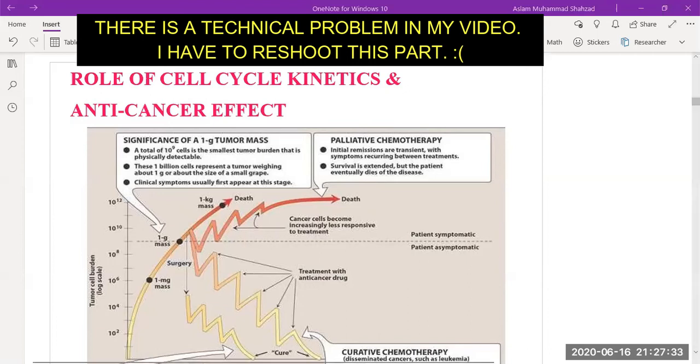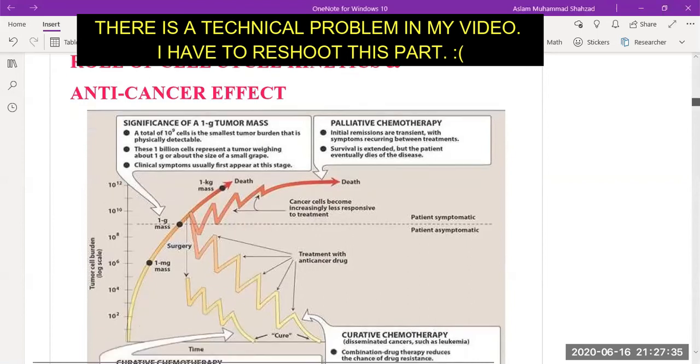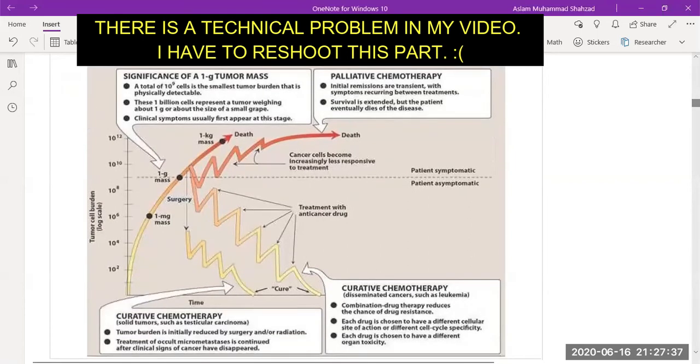One is that this therapy is given to those patients who are unable to recover, and then we are trying to prolong the patient's life by extending his life.